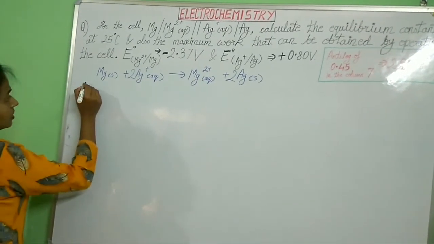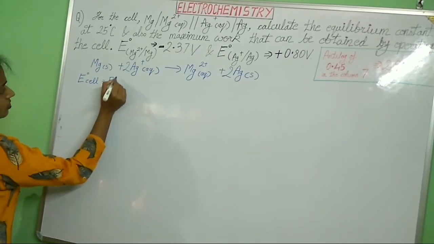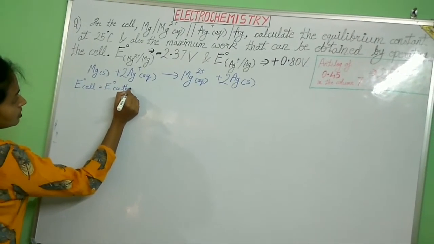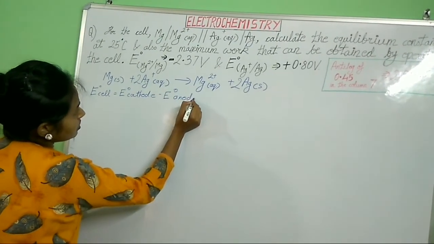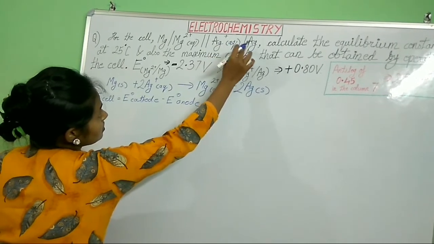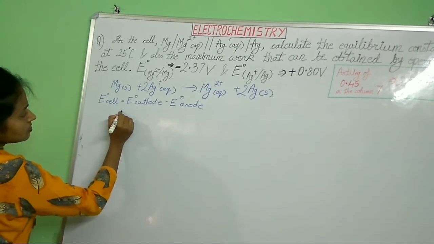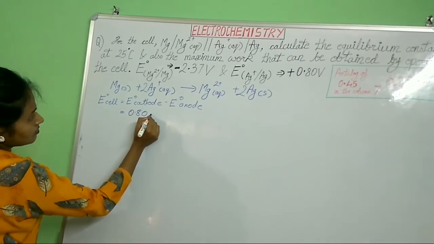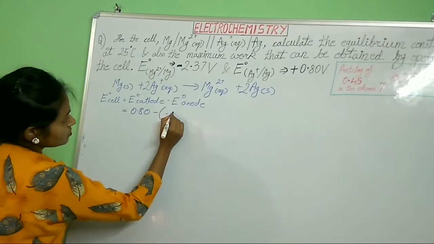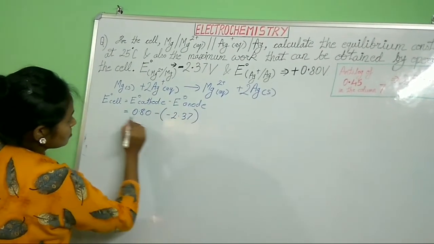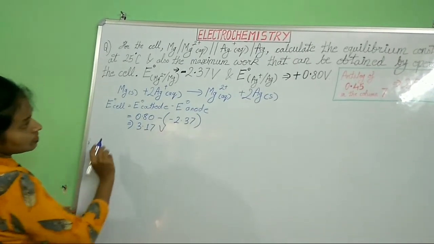Now, how to find out E0 cell? E0 cell is E0 cathode minus E0 anode. Which is the cathode part here? The cathode part is silver. So what is the voltage given? 0.80 minus, and for Mg, how much volt is given? Minus 2.37. So if we add this, how much will we get? 3.17 volt.